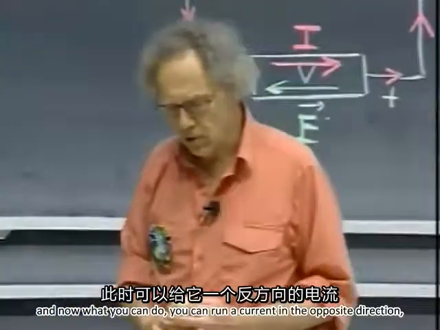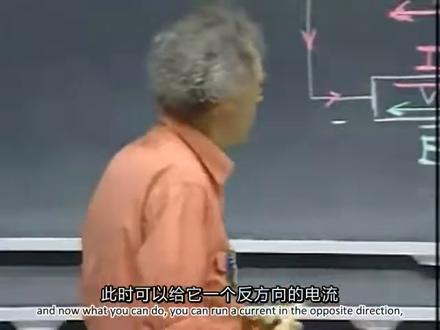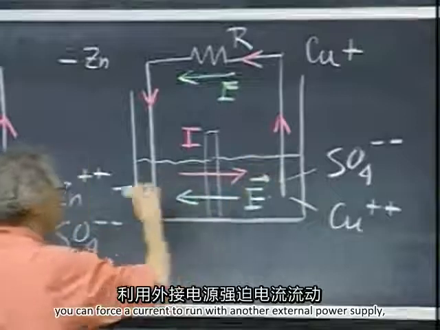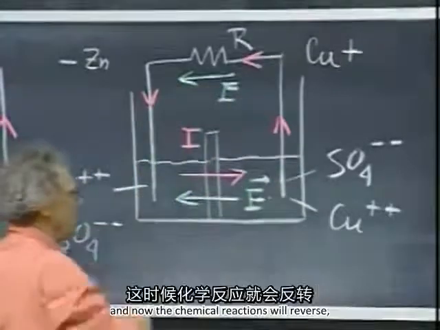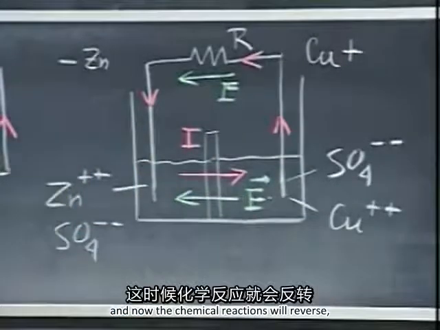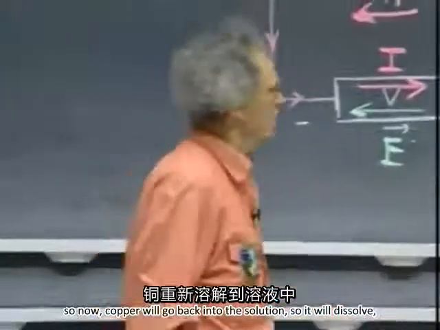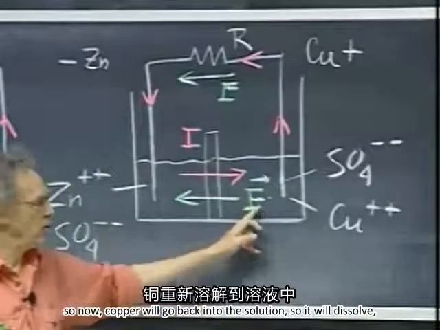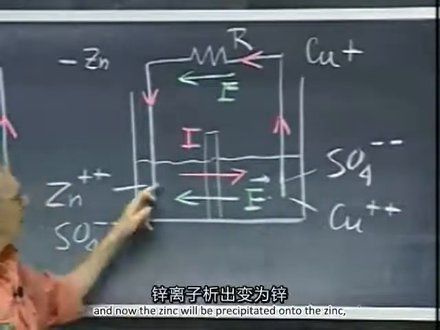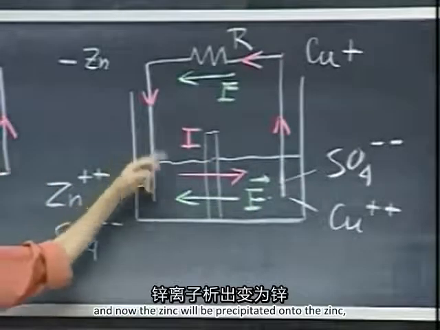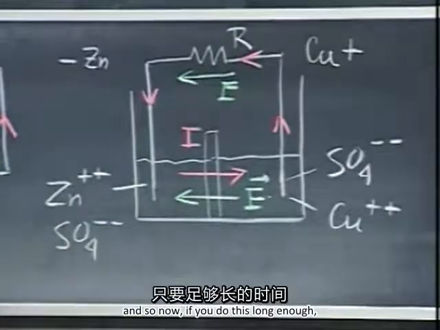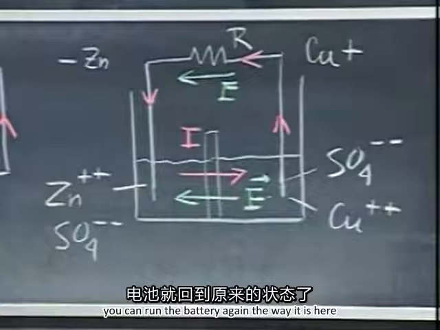And now what you can do, you can run a current in the opposite direction. So you can run a current now in this direction. You can force a current to run with another external power supply. And now the chemical reactions will reverse. So now copper will go back into the solution. So it will dissolve. And now the zinc will be precipitated onto the zinc. And so now if you do this long enough, you can run the battery again the way it is here.